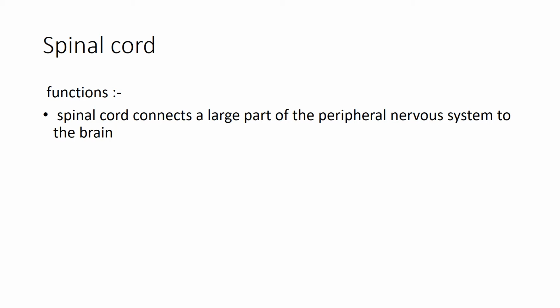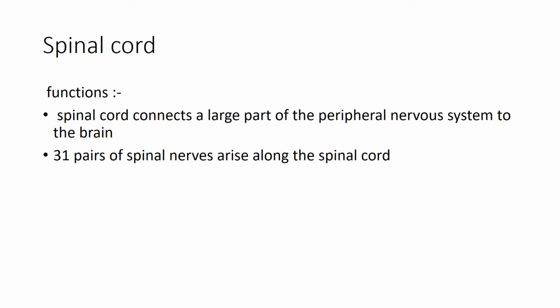Another function of the spinal cord is that 31 pairs of spinal nerves arise from it. In one pair of spinal nerves, there are two spinal nerves. One is the sensory nerve, which takes our sensation from our body to the brain. And the other one is the motor nerve. The motor nerve sends the brain's message from the brain to a particular body part.